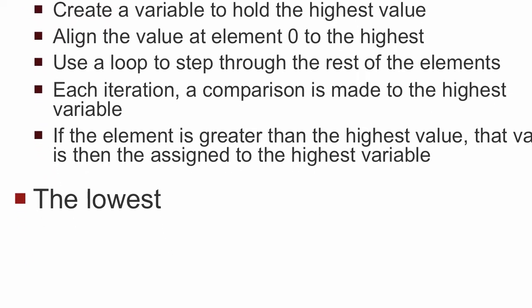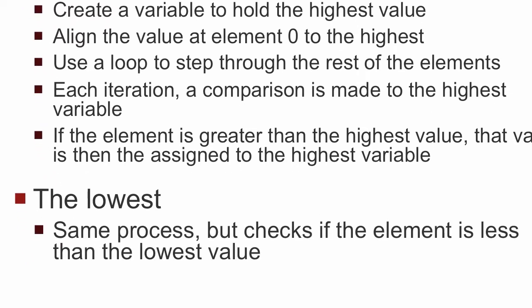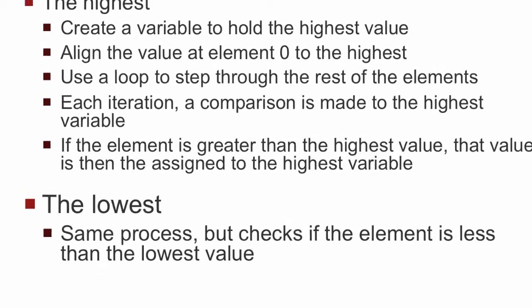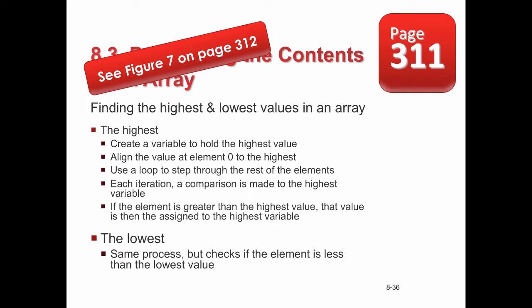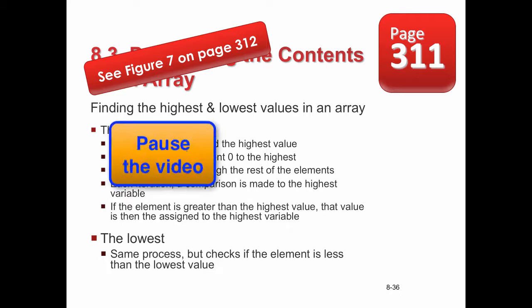If we wanted to do the lowest, it's the same thing, but in this case, it would check to see if the element was less than the lowest value we had stored in that separate variable called lowest value. Turn to Figure 7 on page 312 and study how that's done there.